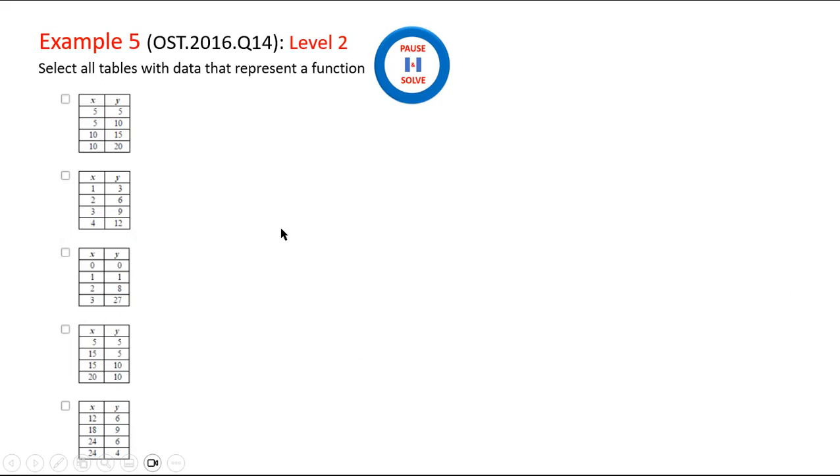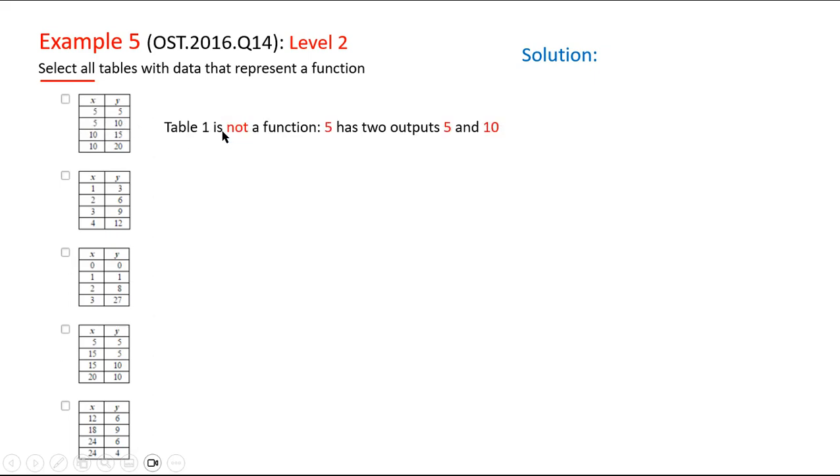Example number 5, select all tables with data that represent a function. Select all tables. Again, that's a keyword here. You have to select all. So you have to work on each one of these, otherwise you miss points. So let's look at the first one here. Is this a function or not? Look at the 5 is repeated here, and the 10 is also repeated. So this 5 has output 5, and the same 5 has output 10. So that is not a function. Here, 1, 2, 3, 4, there's no repetition. If there's no repetition here, then you're good. Table 2 is a function.